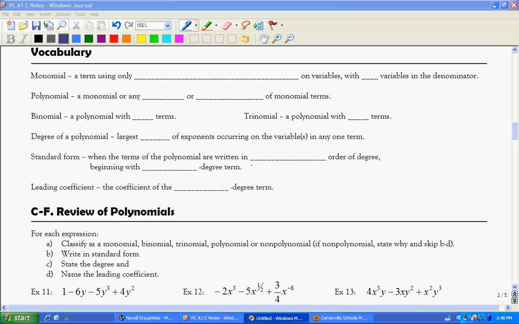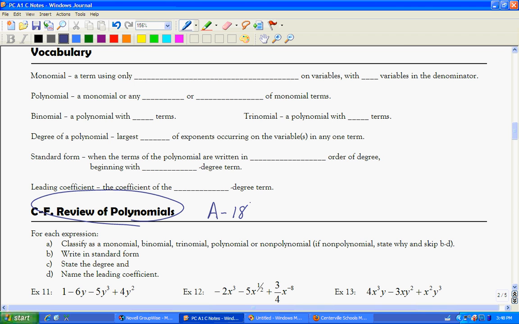Okay, this is the last of the 3 sections for Appendix C. It's a review of polynomials. And if you want to look in your book, this is on page A18. Let's go back up to some vocabulary.